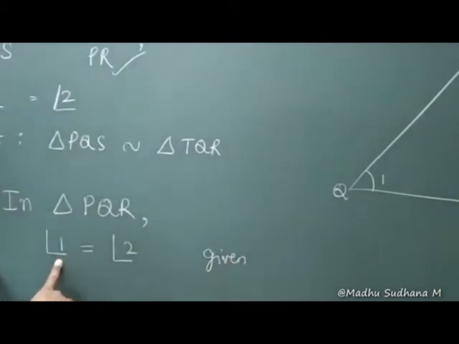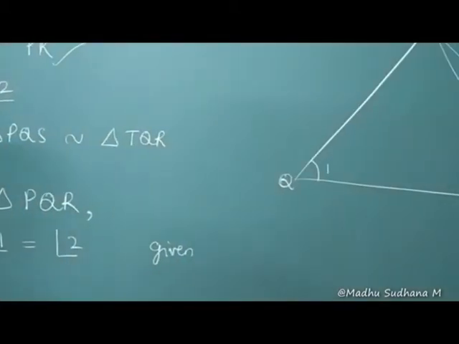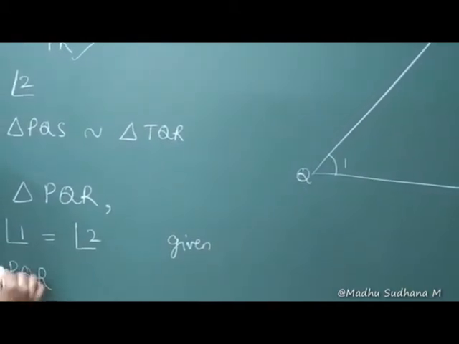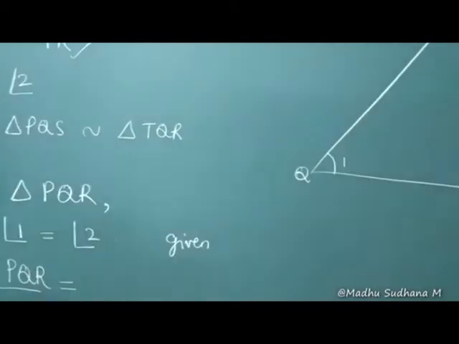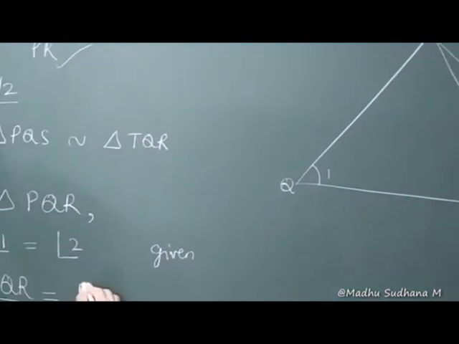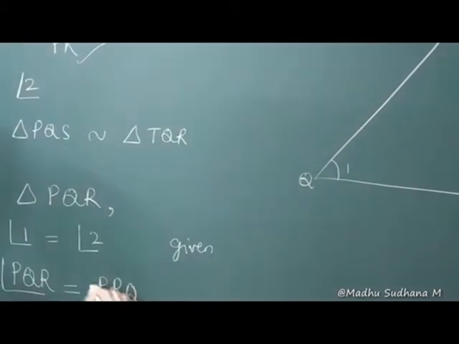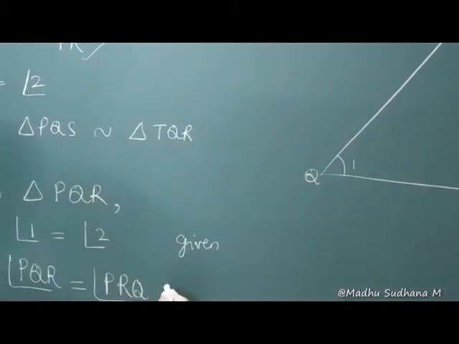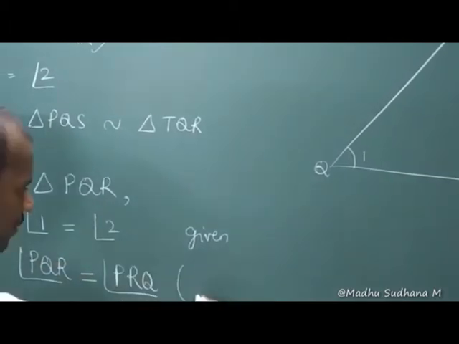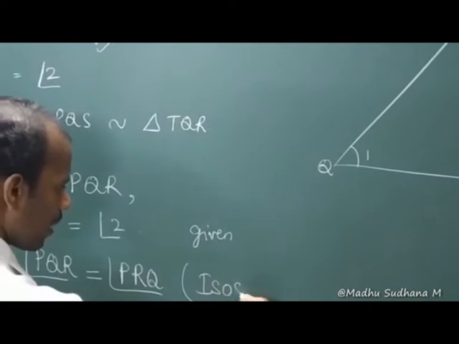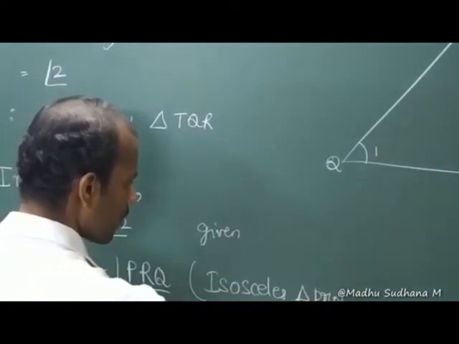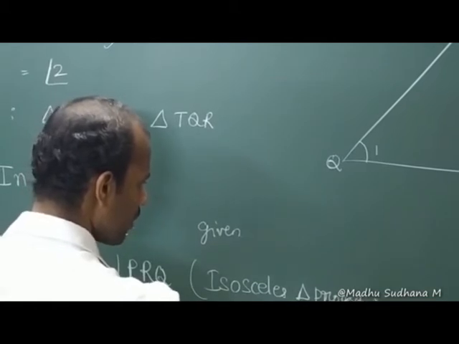So what is angle 1 actually? It is angle PQR in this triangle, which is equal to angle PRQ. So two angles are equal in this triangle. This is the isosceles triangle property.